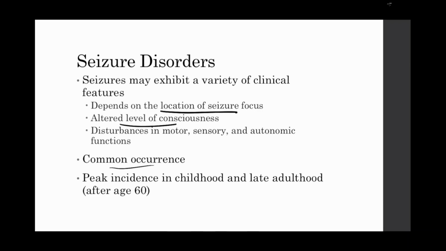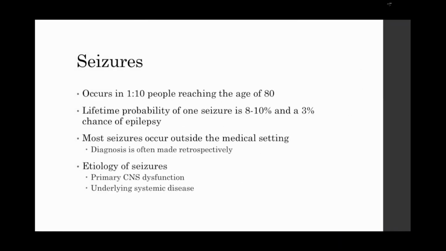It is a common occurrence. Peak incidence is in childhood and then late adulthood after age 60. So seizures are common in kids and elderly. In elderly, new patient with a seizure, what are you worried about? Now you're worried about tumors and brain damage and stuff like that. That's like I said with the headaches. Any new onset of a headache in an elderly patient, work them up, get a scan of the brain, see what's going on, make sure nothing's getting bigger inside there.